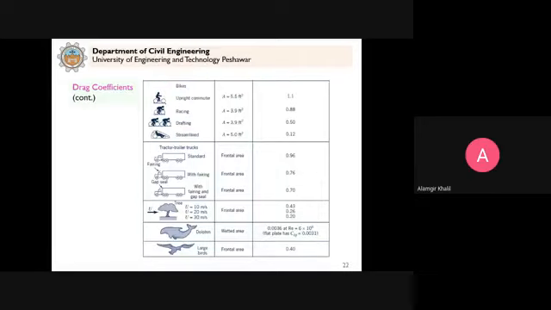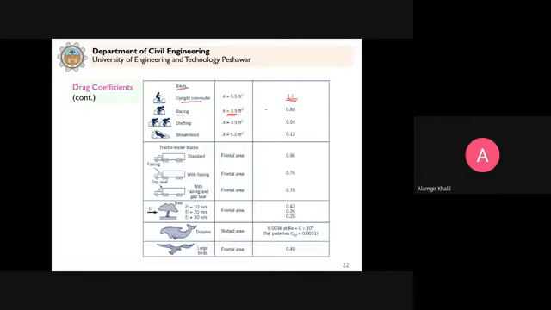Similarly, here you can see that for bikes, if upright commuter, the drag coefficient is 1.1. But in racing, you might have seen that the person is bent. So the thing is to reduce the area. Clear?